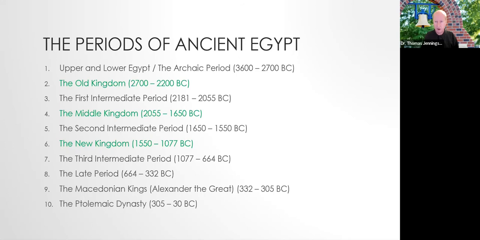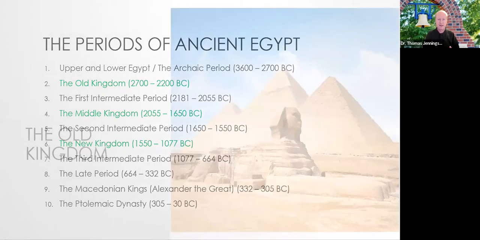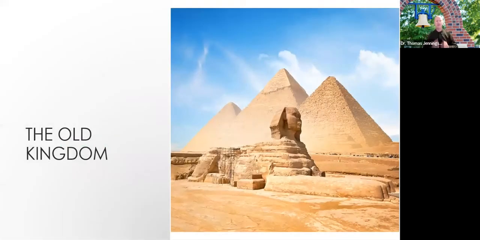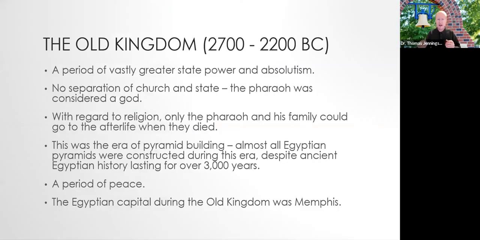We are entering the Old Kingdom, which lasted for about 500 years, from 2700 to 2200 BC. The Old Kingdom. What do you need to know about the Old Kingdom? This is what most people think of when they think of ancient Egypt. So we have a period of vastly greater state power and absolutism. There is no separation of church and state. The pharaoh is God on Earth. There's no written law code. Whatever the pharaoh says is law.